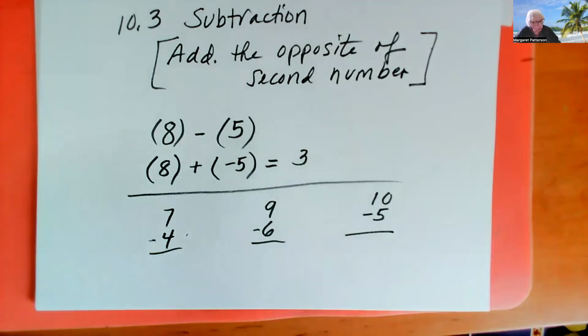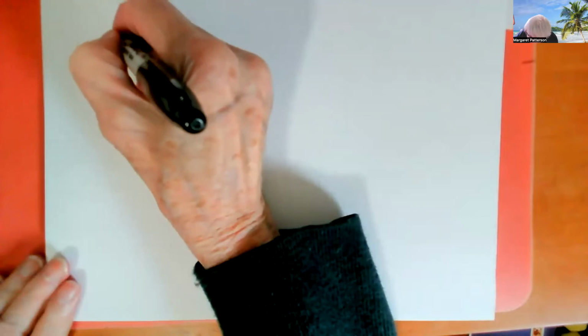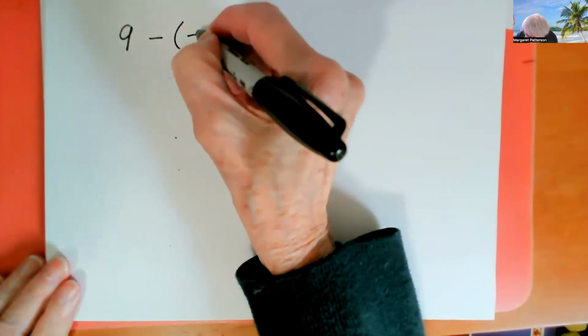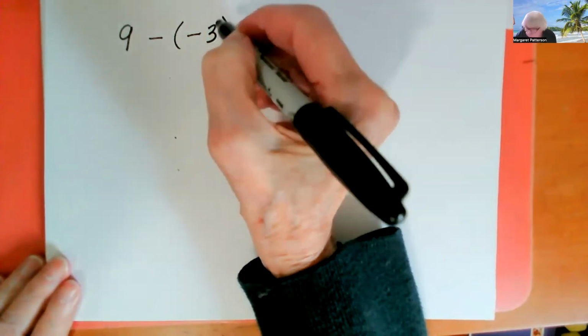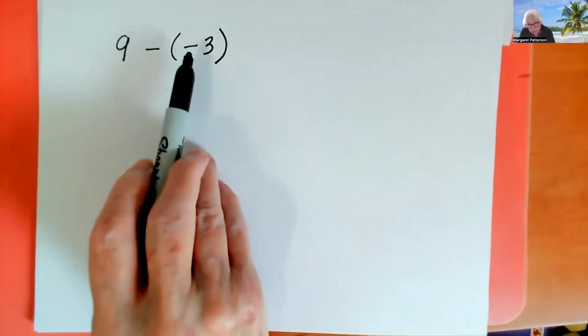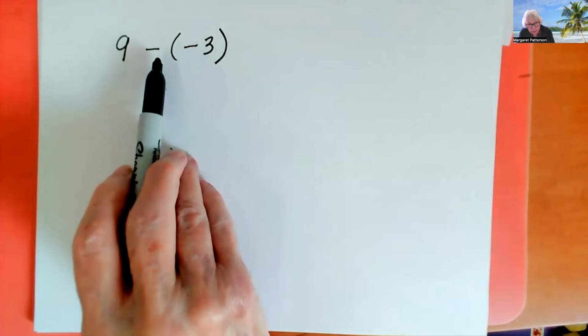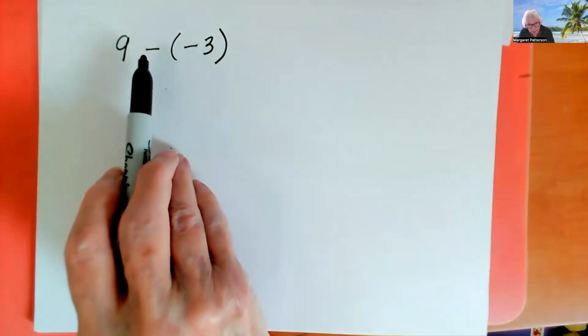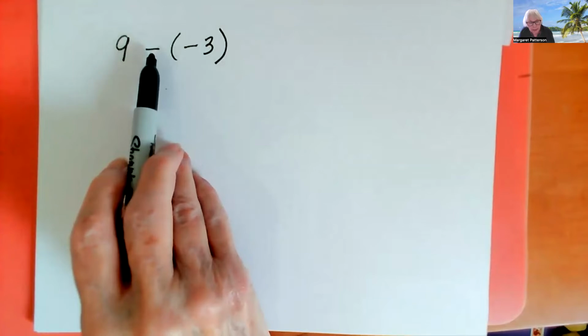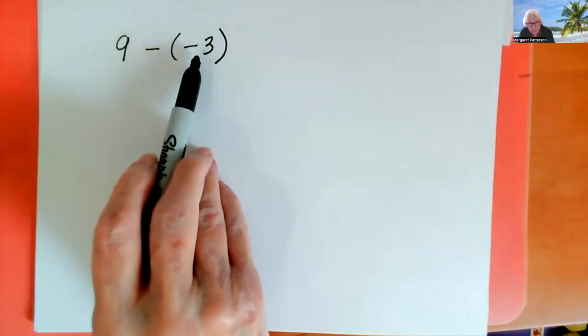Well, if that's the rule, let's try a few. So if I have 9 subtract -3, I use the parentheses as a visual aid so that it was very clear. It's a +9, it's a subtract, and it's a -3.